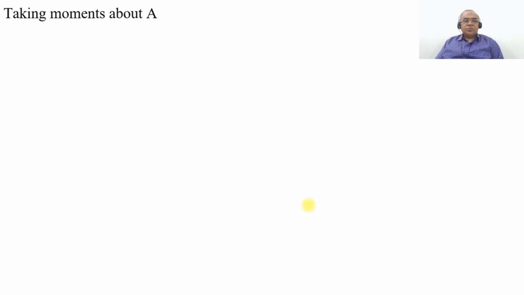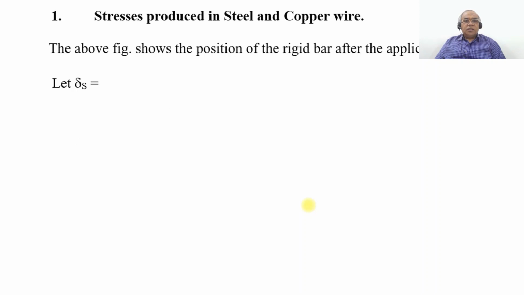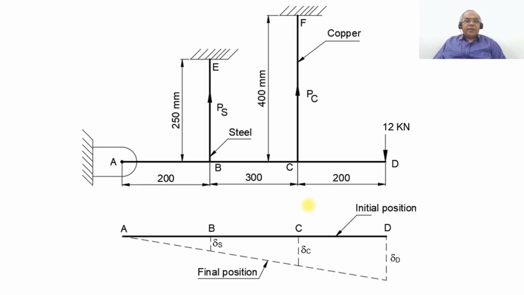once you are taking the moments about the point A, the sum of the clockwise moments will be equal to the sum of the anti-clockwise moments. So what is going to be the value? PS into 200 plus PC into 500 will be equal to 12 into 700. If you want to see that, we have to go to this figure wherein we take the moments about the point A.